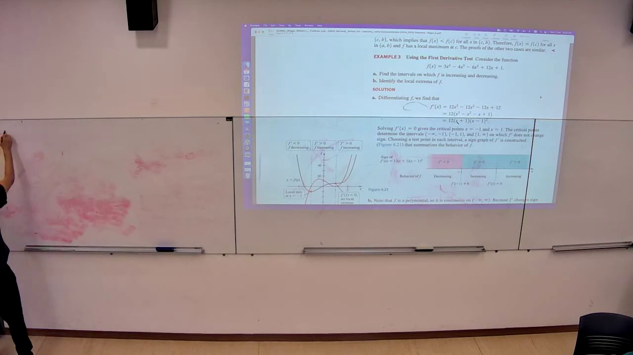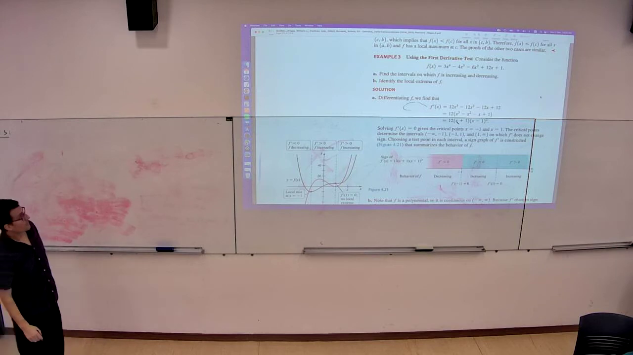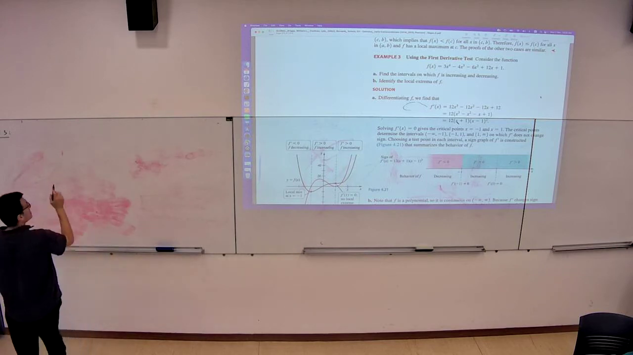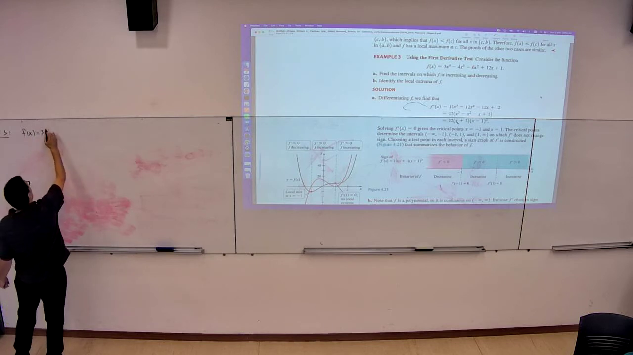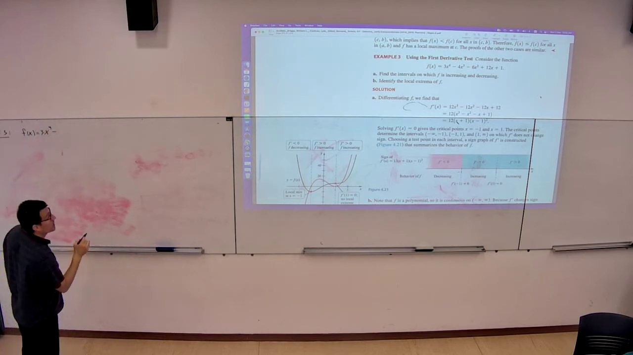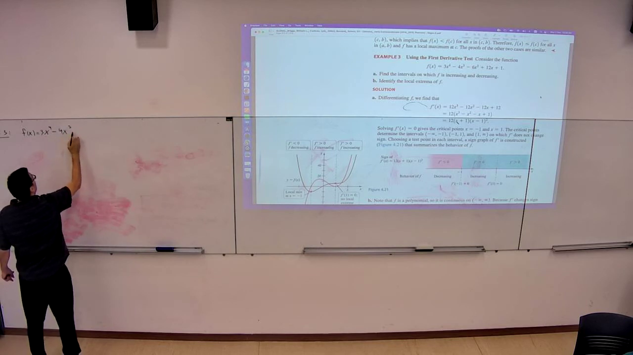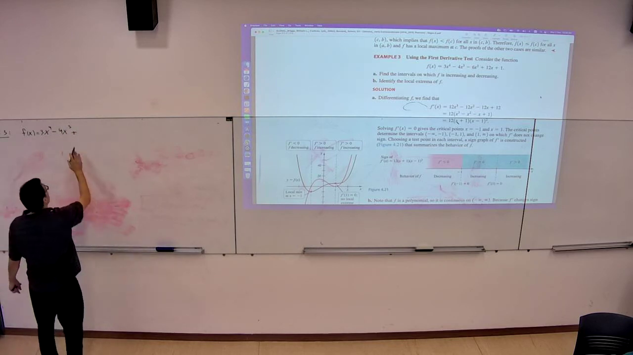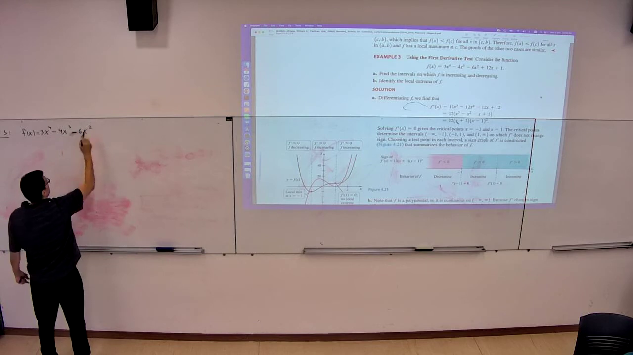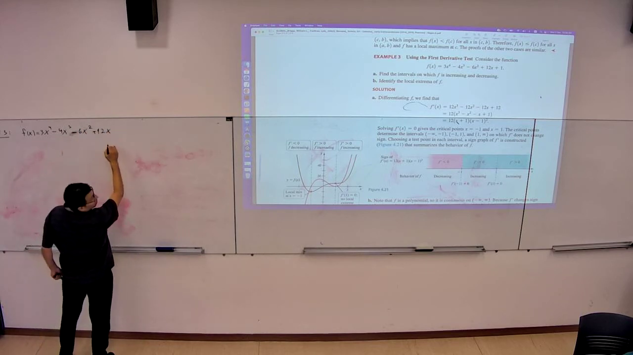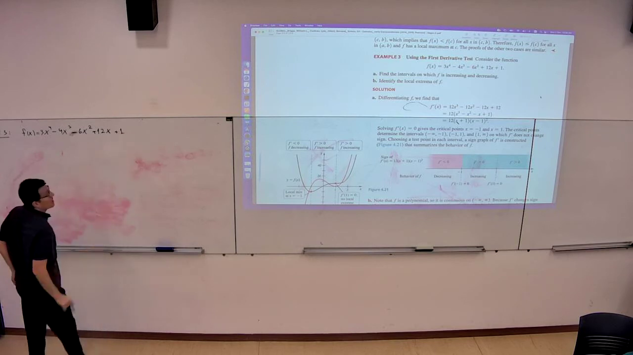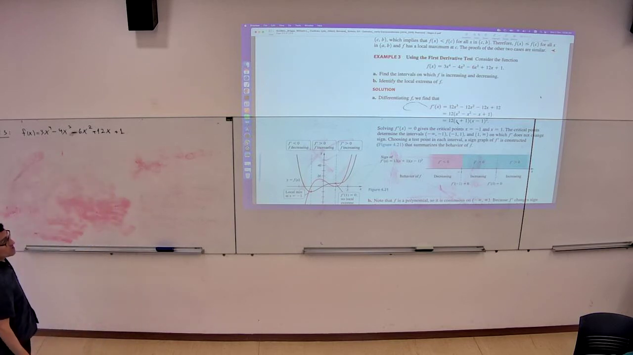Example number 3. Consider the function f of x equals 3x to the power 4 minus 4x cubed minus 6x squared plus 12x plus 1. Find the intervals in which f is increasing and decreasing, and then identify the local extrema of the function f.